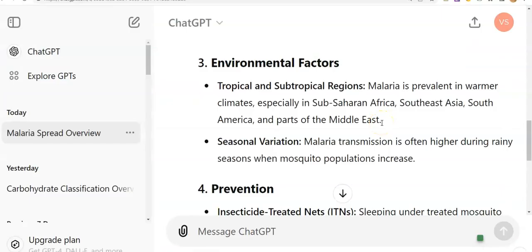Next, we look at a few points on environmental factors which affect the disease spread. Malaria is more prevalent in warmer climate regions of the world, especially sub-Saharan Africa, Southeast Asia, South America, and some parts of the Middle East. A seasonal variation is also noticed: the disease spread is high during the rainy season, when mosquito populations can easily breed and increase in size.